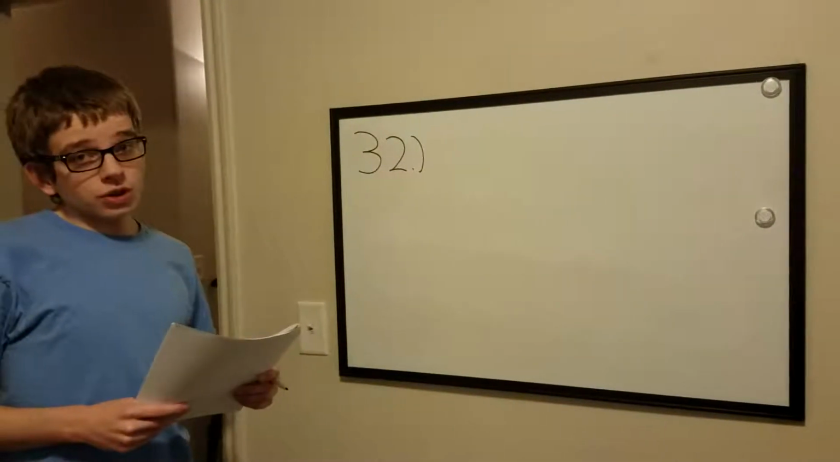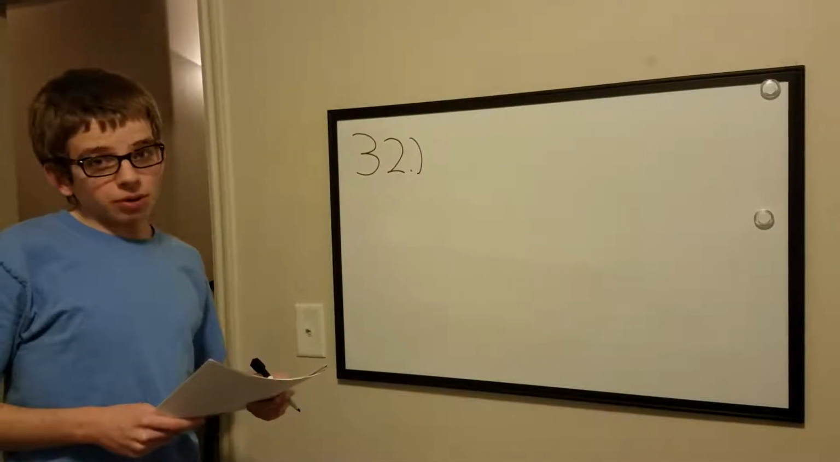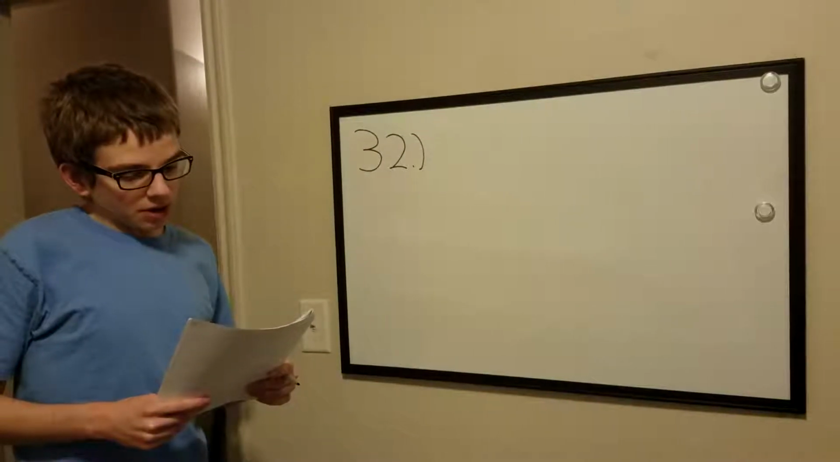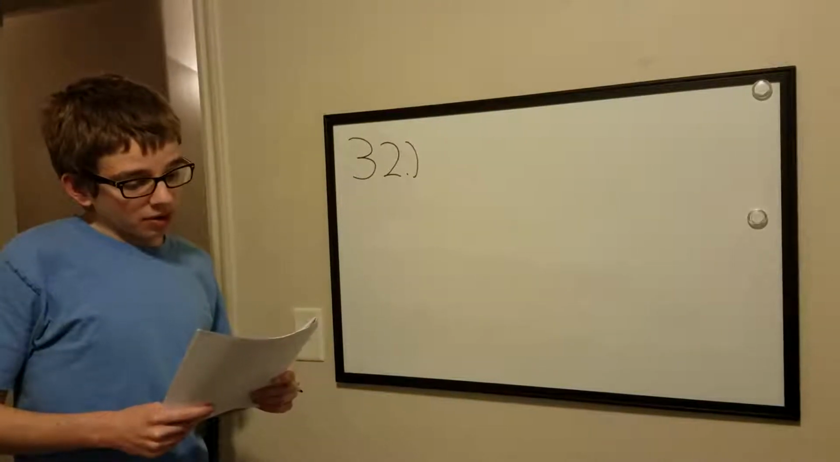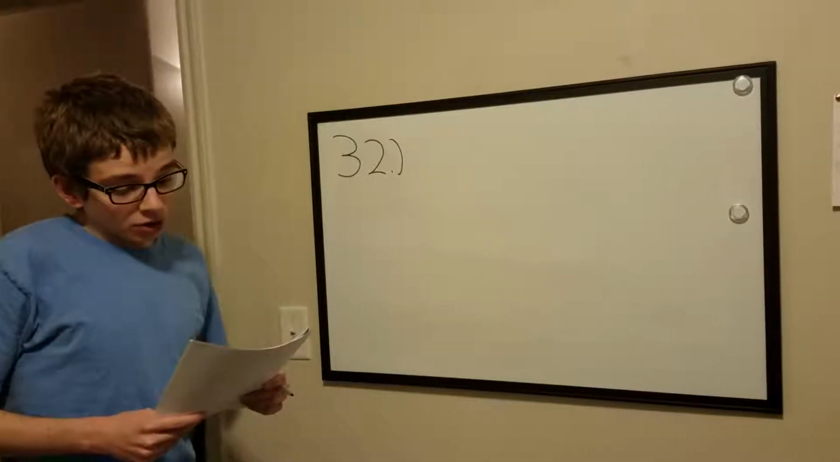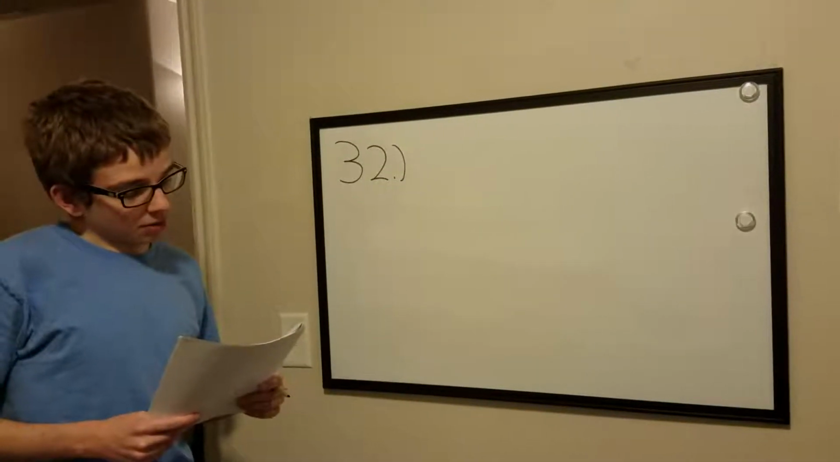So I'm going to be showing the solution to problem number 32 in chapter 3. So the problem goes, two piers, A and B, are located on a river. B is 1,500 meters downstream from A. Two friends must make a round trip from pier A to pier B and return.